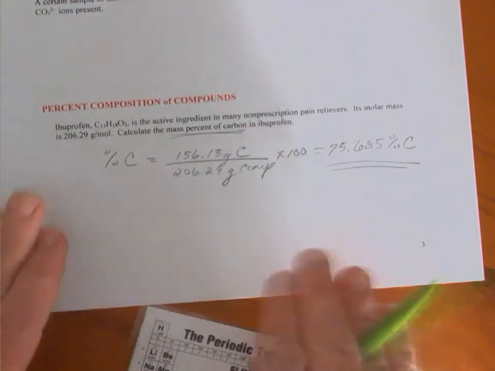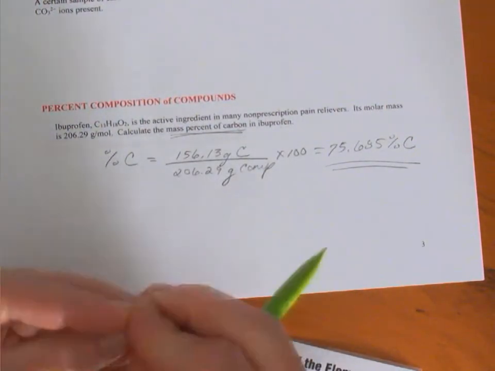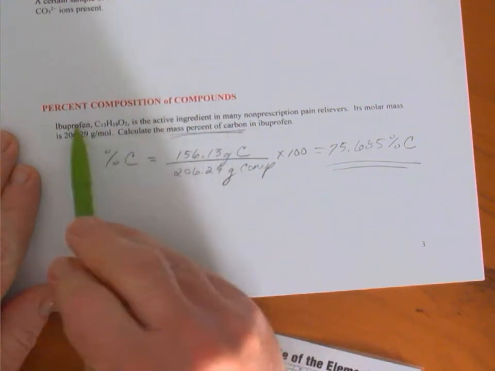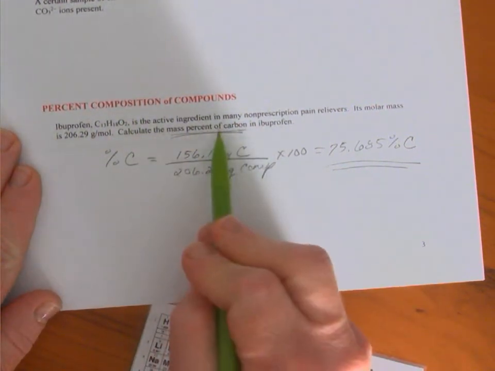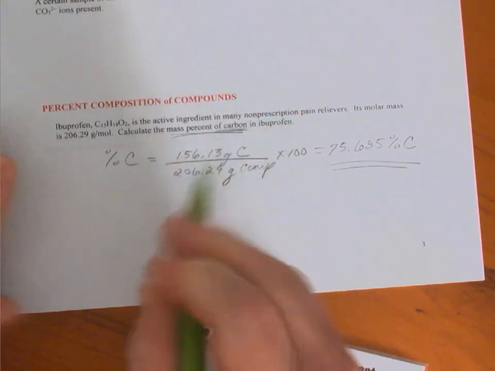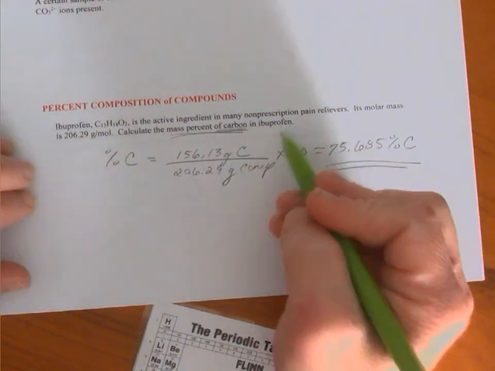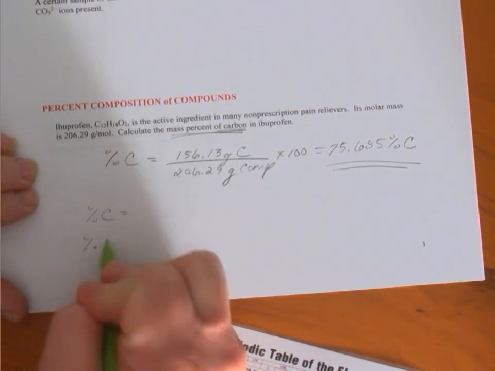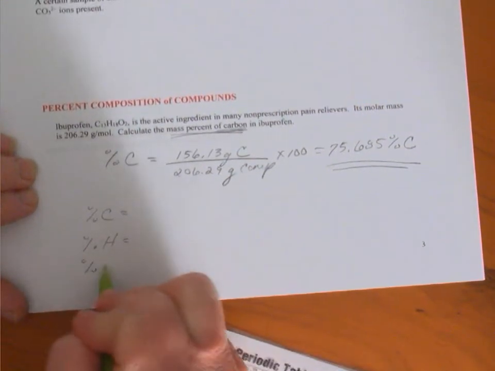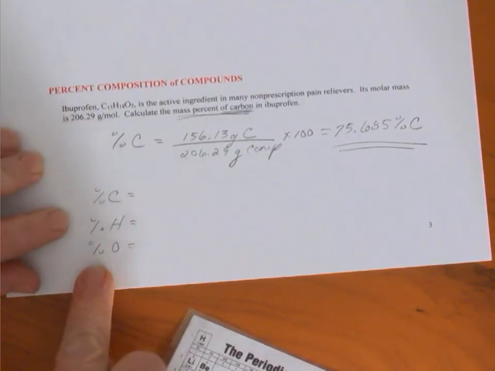That is it. If the problem asked to find the percent composition of ibuprofen, so it didn't specify an element, just percent comp of the compound, we would be expected to find the percentage of each element. So we would have 3 answers.